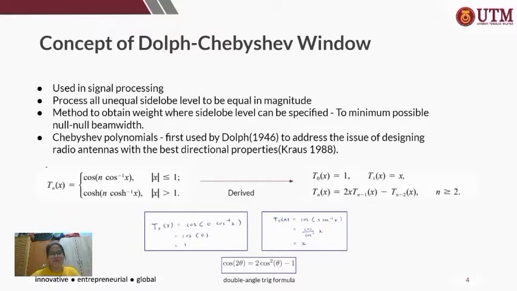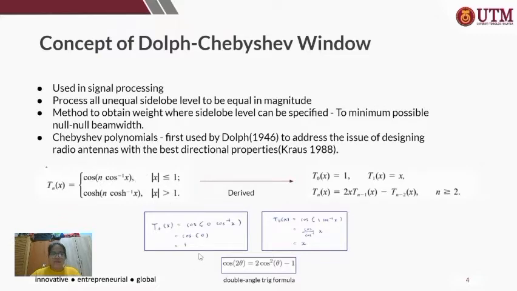the best directional properties. So from this, we can observe that Tn(x) is equal to cos of n cos minus 1 of x, and the other one is cosh of n cosh minus 1 of x. So there is the scenario where we can use this. For example, when x is smaller than or equal to 1, we will use the above one.